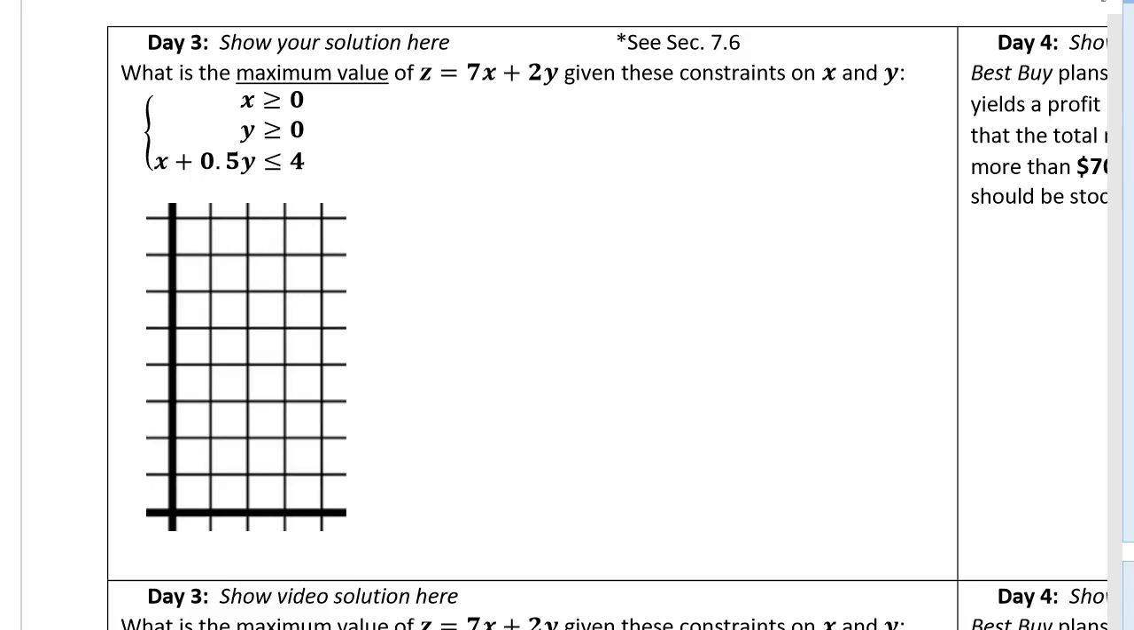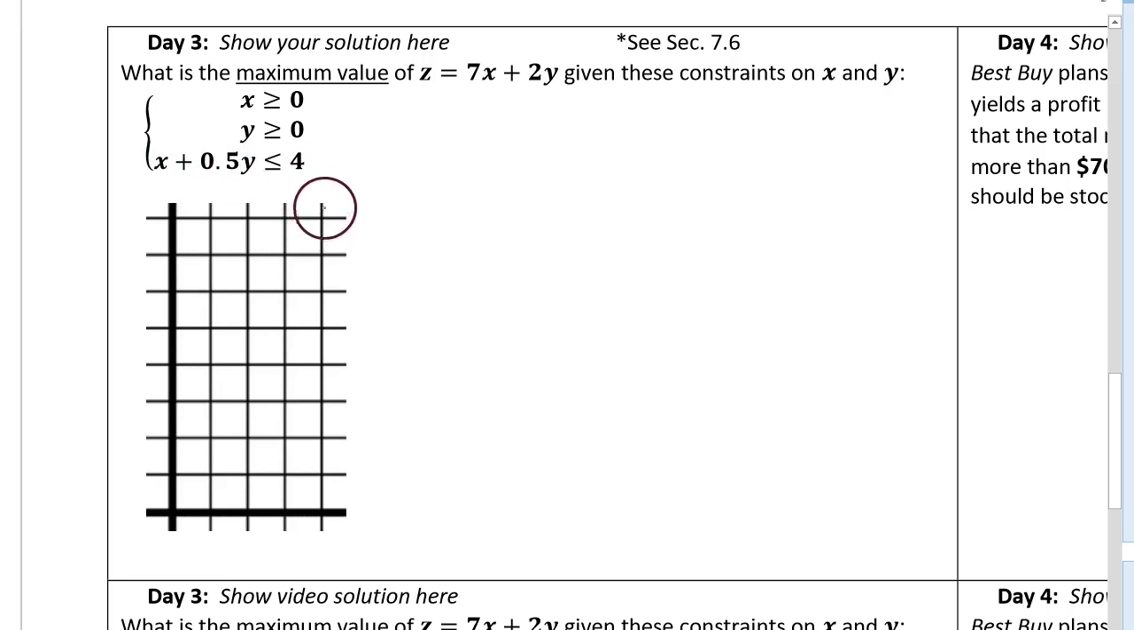Here is the solution for the day 3 Bauer. What is the maximum value of the expression 7 times x plus 2 times y given these constraints on the values of x and y? First, x must be greater than or equal to 0. X can't be a negative. Y must be greater than or equal to 0. It cannot be a negative number either. And then this last constraint also must be true.